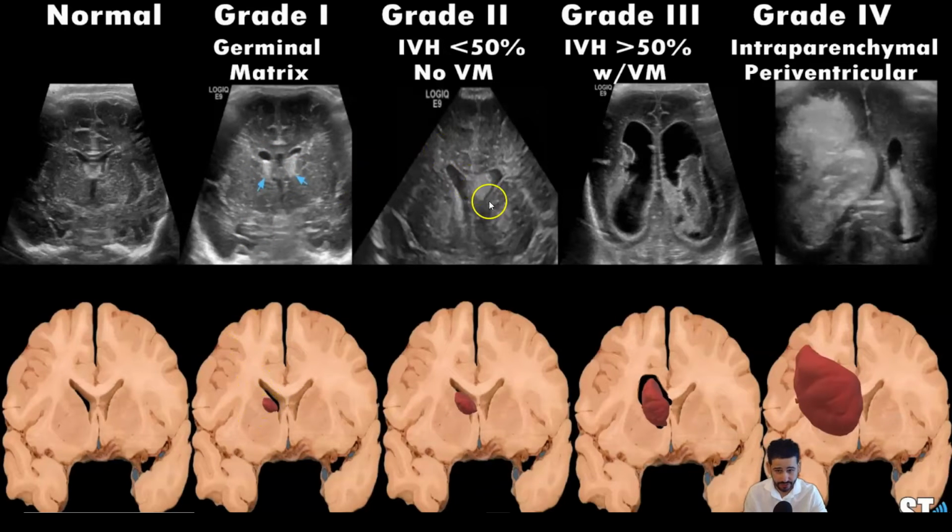And then here's a grade 2. So the bleed's a little larger, it's broken into the ventricle, it's taking up less than 50% of the ventricular space, and there is no ventricular dilatation or ventriculomegaly. So grade 3 is also an intraventricular hemorrhage with greater than 50% of the ventricle being taken up by blood and/or ventriculomegaly. And then grade 4, which is an intraparenchymal or periventricular hemorrhage, is just blood within the parenchyma.